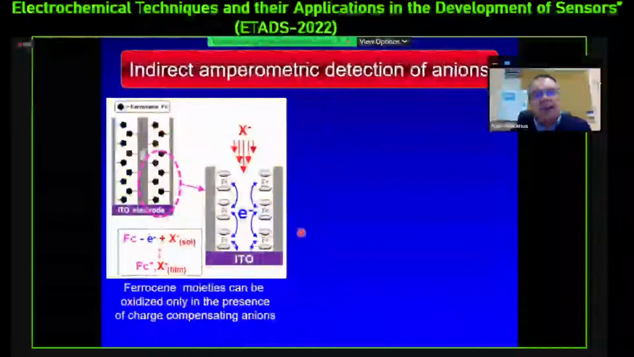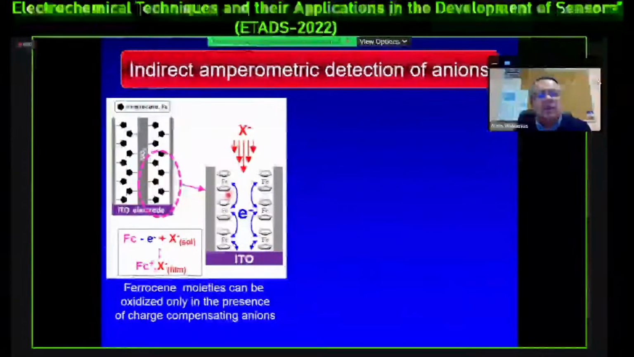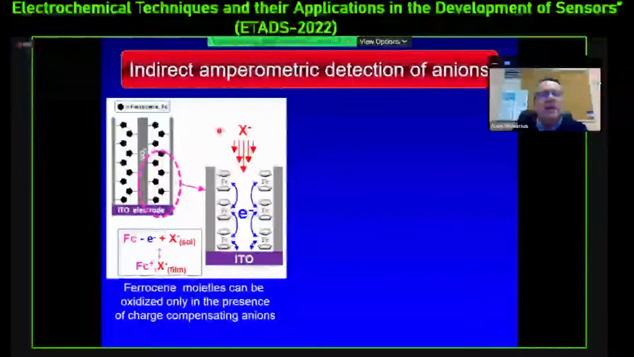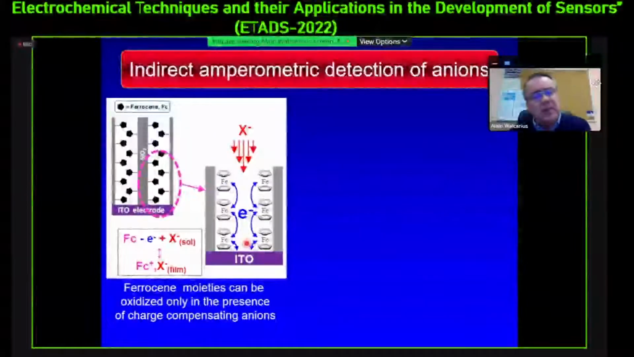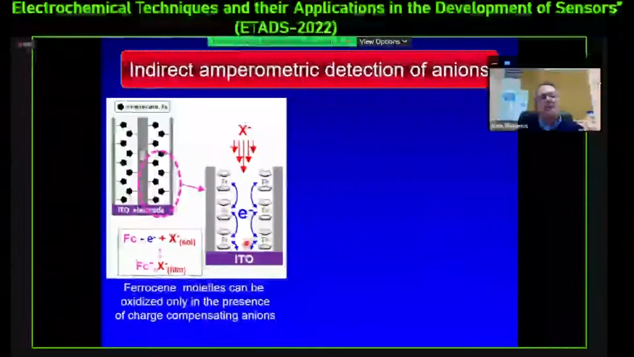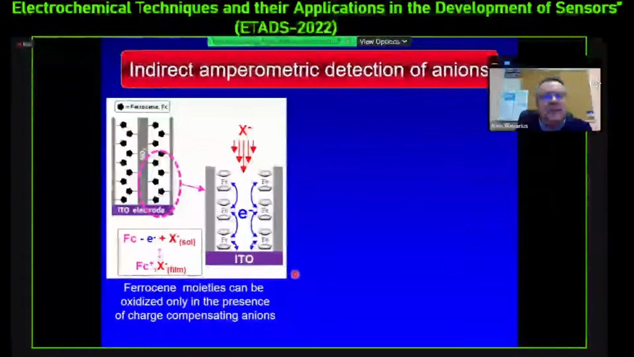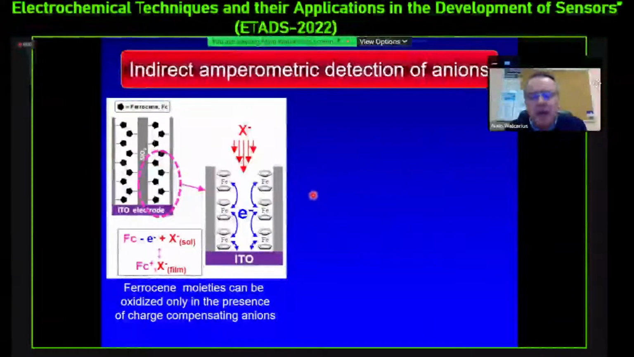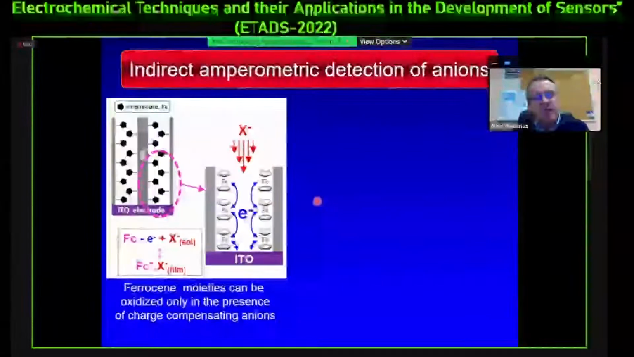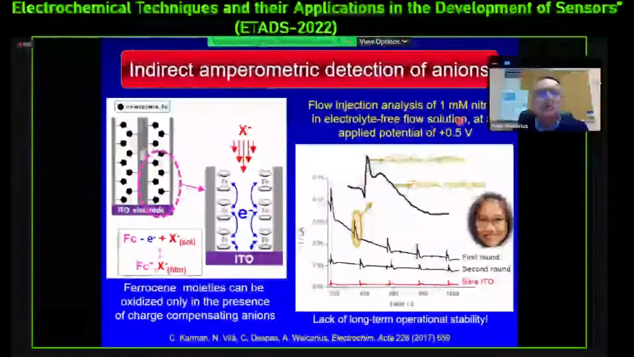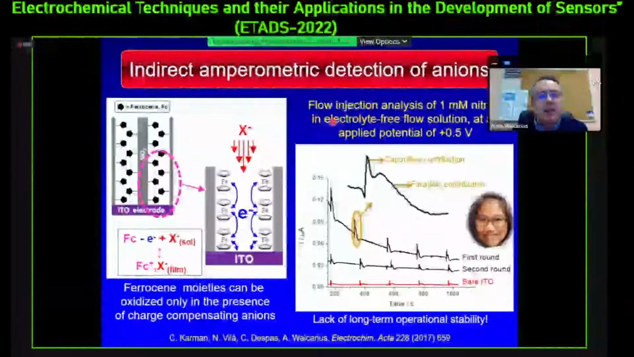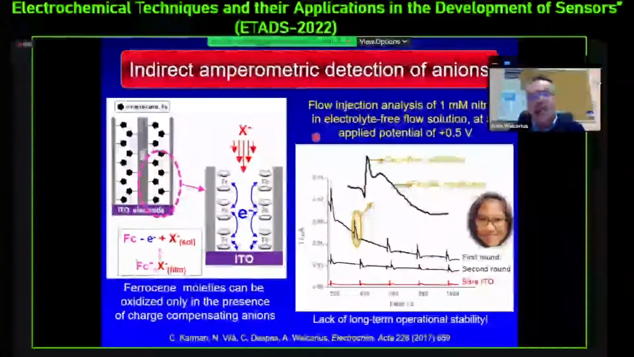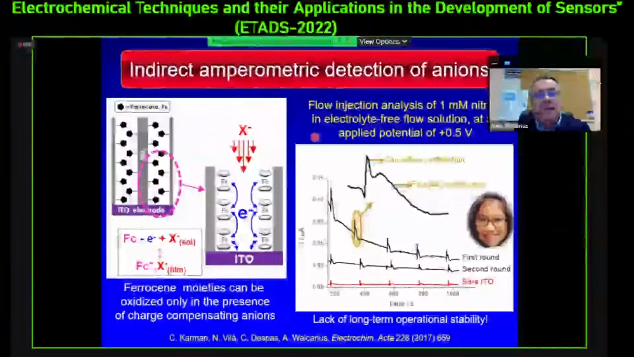And having realized that when the ferrocene is oxidized into ferrocenium, an anion must compensate the charge, we can think about using this effect to detect these anions in an amperometric way, but indirectly. And for this, we use a quite special medium. We will work in flow injection analysis mode, but using pure water as the flow electrolyte. No added supporting electrolyte, which is not common in electrochemistry.